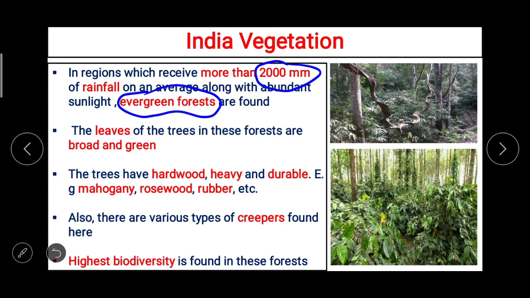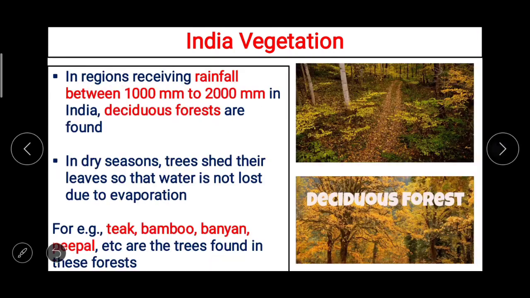The leaves of the trees in this forest are broad and green. The trees have hardwood, heavy and durable. For example, mahogany, rosewood, rubber, etc. There are various types of creepers found here, and highest biodiversity is found in these forests. As these forests are evergreen forest, तो वहाँ पर plants भी बहुत ज़्यादा होते हैं, and because of the plants, biodiversity जो है वो हमें वहाँ पर देखने को मिलती है.